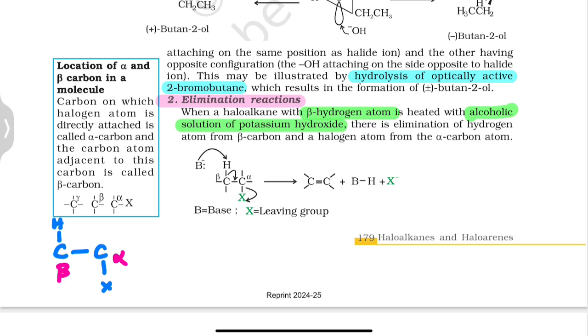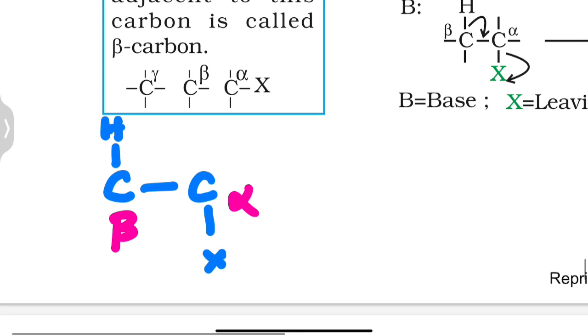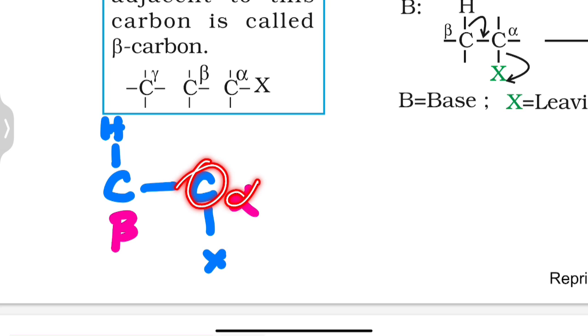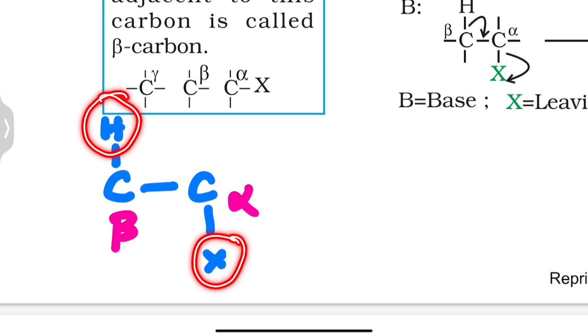What is elimination reaction? From one carbon halogen, and from the adjacent carbon if hydrogen is removed, it results in the formation of a double bond, which is called elimination reaction. Usually the halogen will be attached to a carbon, and that carbon is called the alpha carbon. The adjacent carbon is called the beta carbon, and in the beta carbon a hydrogen atom should be present. That hydrogen atom and this halogen both will be removed. As a result, a double bond will be formed.